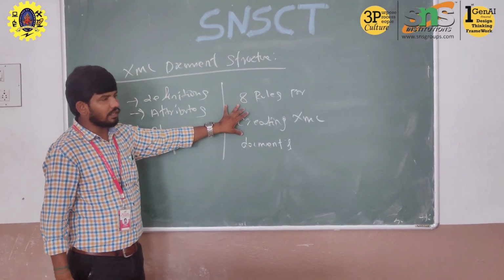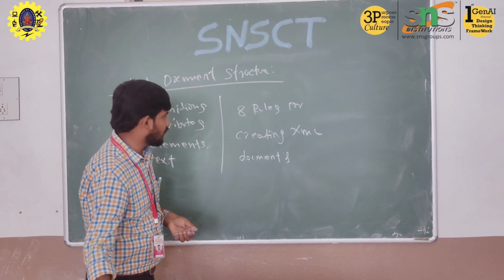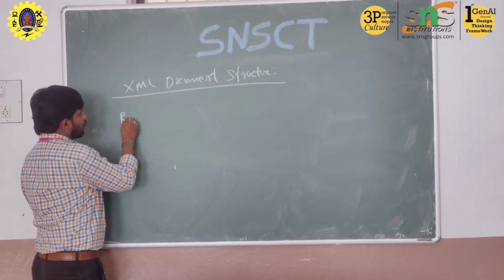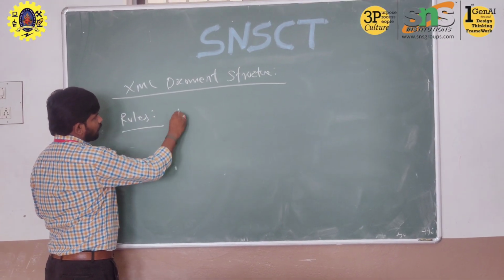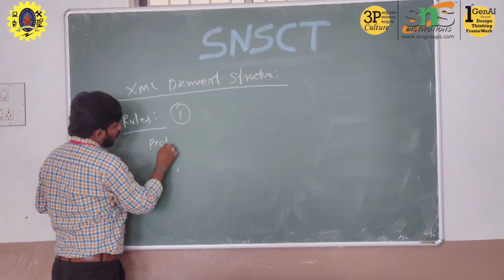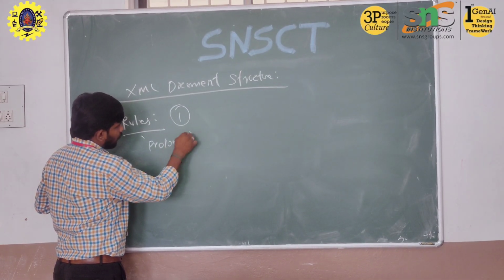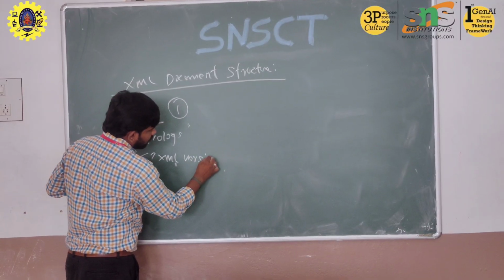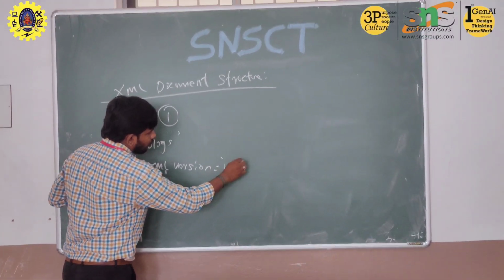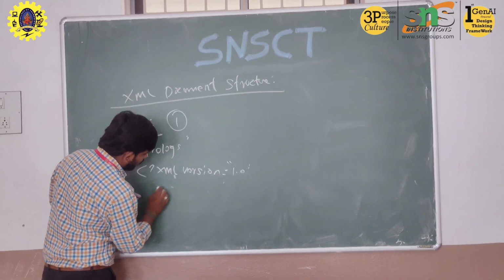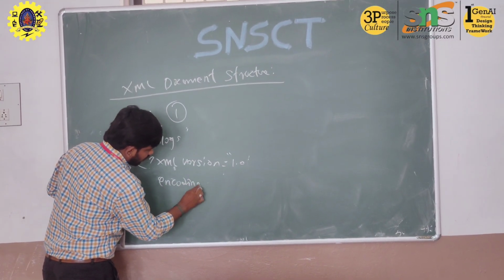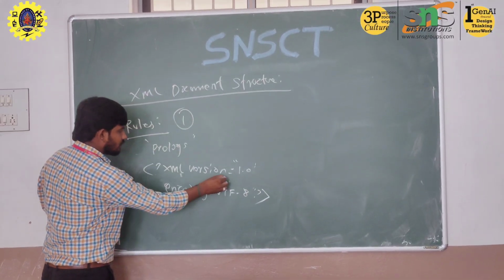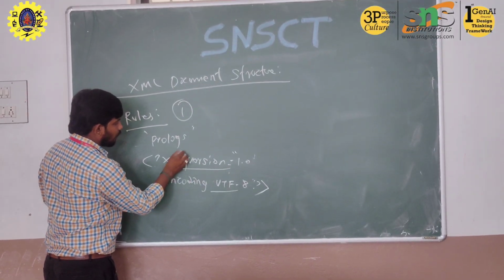The first rule is the prolog. Rule number 1 is called the prolog. It means we create the XML version equal to 1.0 and encoding UTF-8. Here the version and encoding form the prolog.